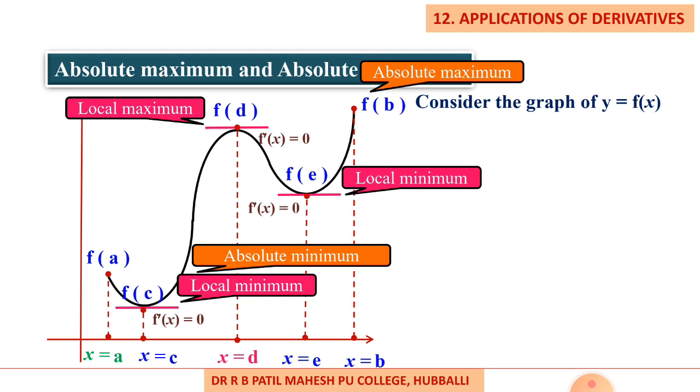Now here the absolute maxima and absolute minimum. In this one, the absolute minimum value is at x equal to c, and the absolute maximum value is at x equal to b. So throughout this curve, which one is the minimum value and which one is the maximum value? That one we can calculate, and that we call absolute maxima and absolute minima.